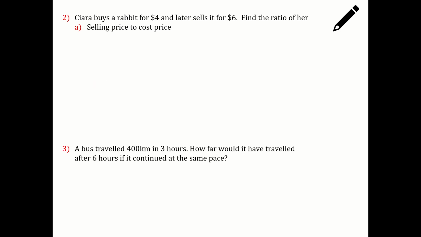Next, we're looking at Ciara buys a rabbit for $4 and later sells it for $6. So we want to find the ratio of her selling price to her cost price. So what does she sell it for? Well, she sells it for $6. And what did it cost her? It cost her $4. Now, whenever we're doing a ratio, we want to make sure that it can be simplified.